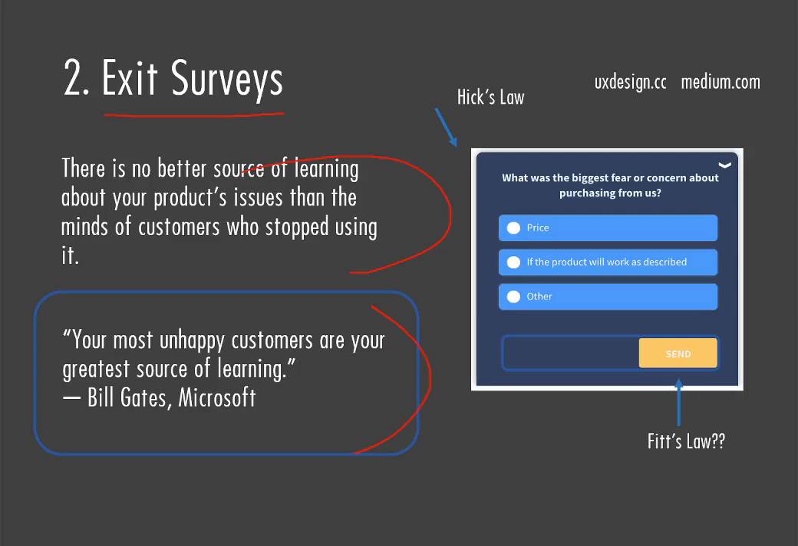Maybe they stopped using your service after a serious bug and now they're mad at you. Also, keep the questions open-ended so your customers can pinpoint what's bothering them. Your assumptions might be wrong. See this example here. It says, what was the biggest fear or concern about purchasing from us? There are only three choices for Hick's law's sake. Remember? Price, if the product will work as described, or other. Three choices.